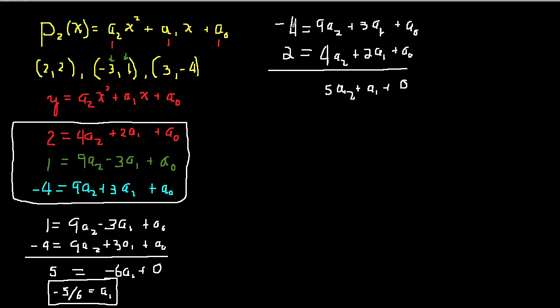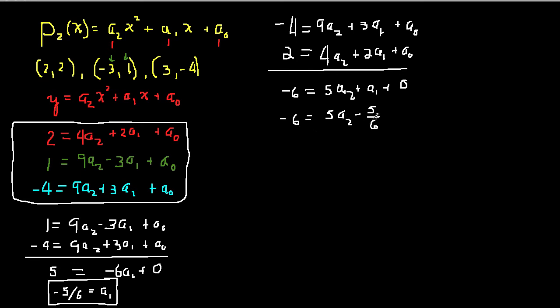And I subtract this 2 from negative 4, and it gives me negative 6. So I have negative 6 is equal to 5a2 plus a1. And now what I want to do is substitute in the value I've already computed for a1 right in here. Okay, so I get negative 6 is equal to 5a2 and then plus a1, but negative a1 is 5 over 6.